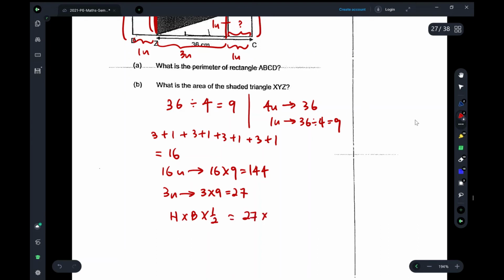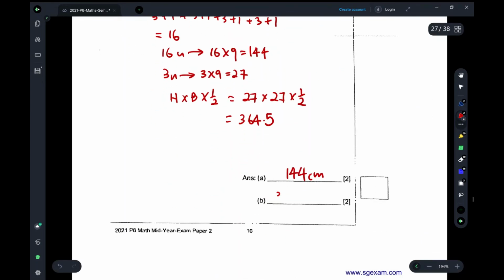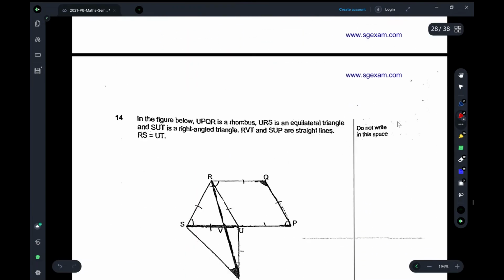So that's 27 times 27 times half. That would be 364.5 cm squared. Don't forget the units. Okay, let's move on to the next one.